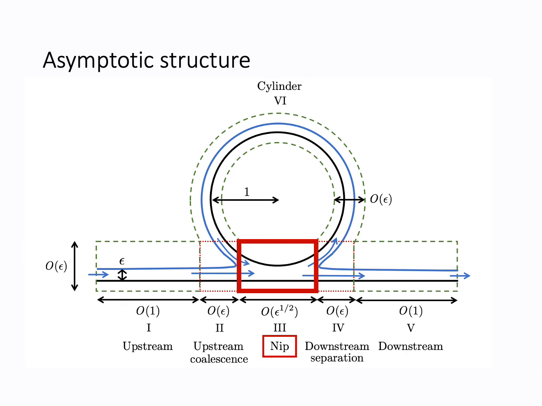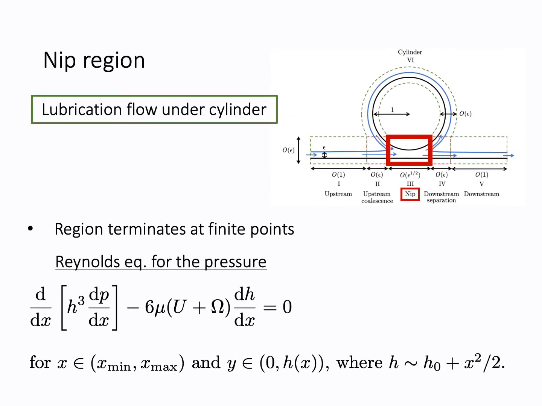One of the most important regions is the nip region between the cylinder and the belt. Due to the circular geometry, this has a standard square root of epsilon scaling in the x direction. Essentially, in this region you have lubrication flow leading to Reynolds' equation for the pressure, as you might expect. However, the fact that we don't yet know where this region terminates means the problem is a little more involved than standard lubrication problems.